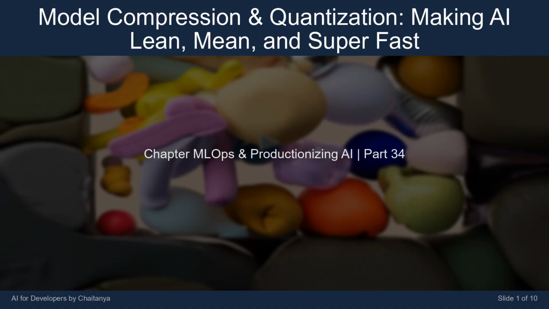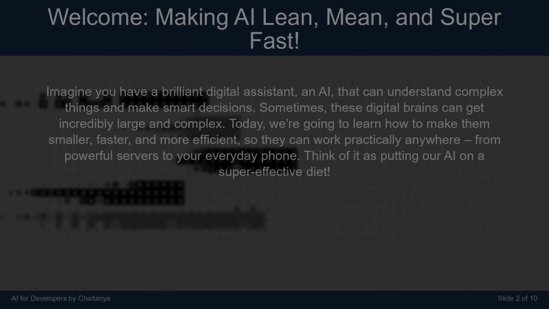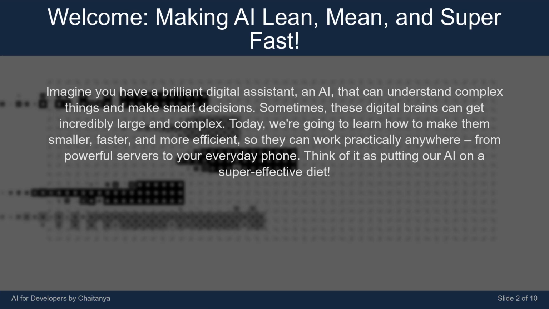I'm Chaitanya talking bot. Today's lesson is titled Model Compression and Quantization, Making AI Lean, Mean, and Super Fast. Imagine you have a brilliant digital assistant, an AI, that can understand complex things and make smart decisions. Sometimes, these digital brains can get incredibly large and complex. Today, we're going to learn how to make them smaller, faster, and more efficient, so they can work practically anywhere, from powerful servers to your everyday phone.